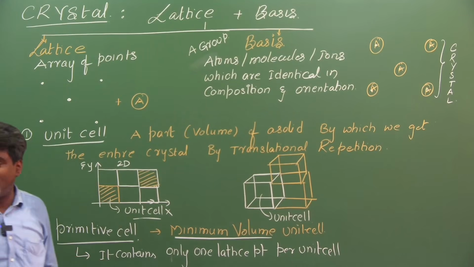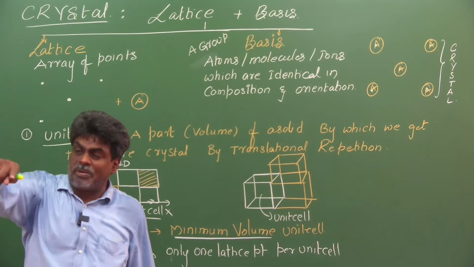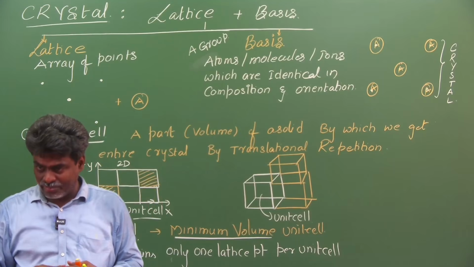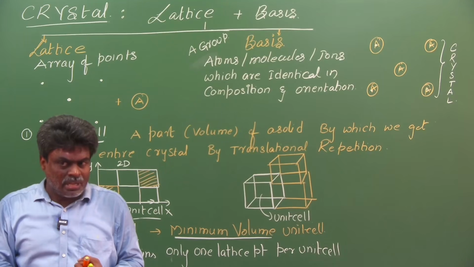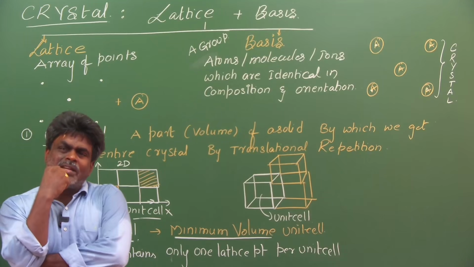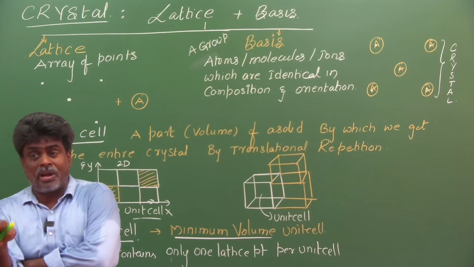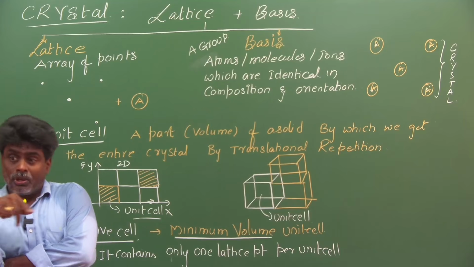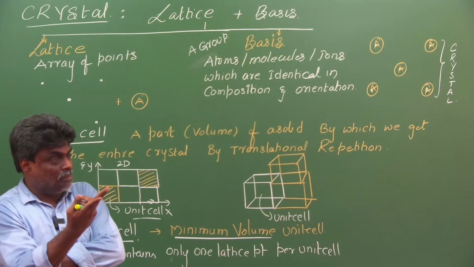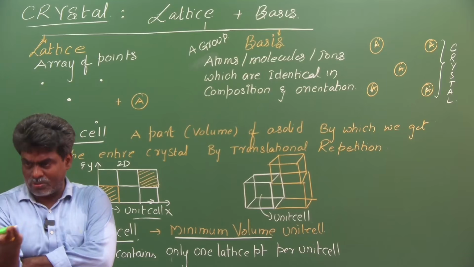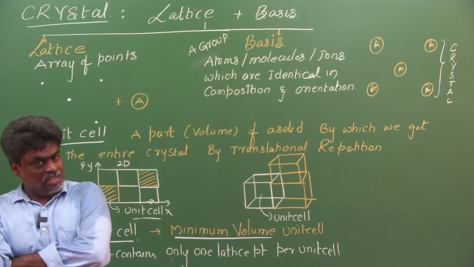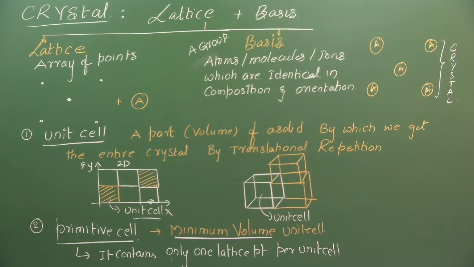Unit cell means simply a part of the solid by translational repetition of which we will get the entire solid. Primitive cell is a unit cell with minimum volume. Why does it have minimum volume? Because it contains one lattice point per unit cell. In a unit cell you can have more than one point, 1, 2, 4, like simple cubic, BCC, FCC, something like that. Come on, write down. Next one is a very crucial discussion. Just participate in the discussion.